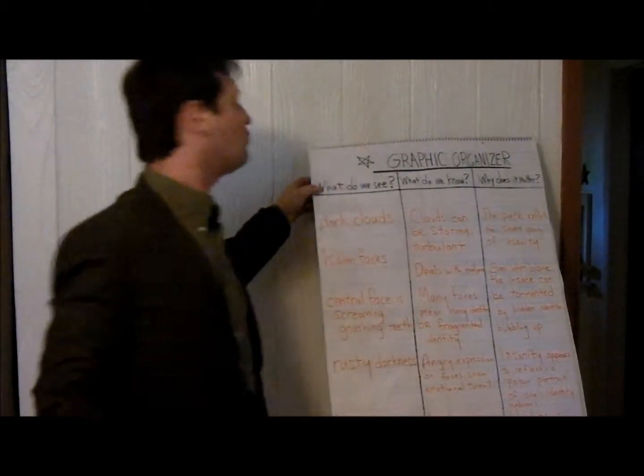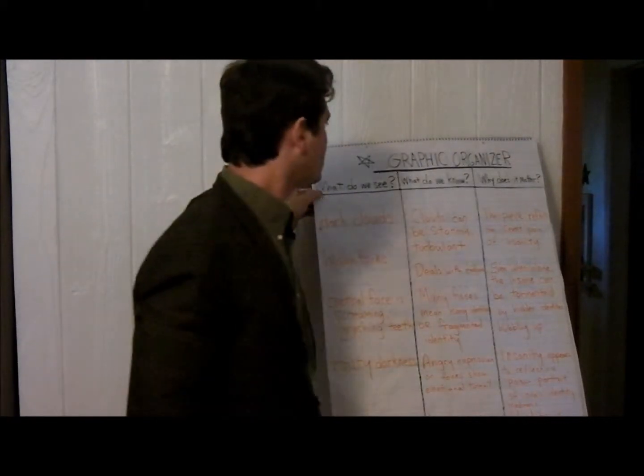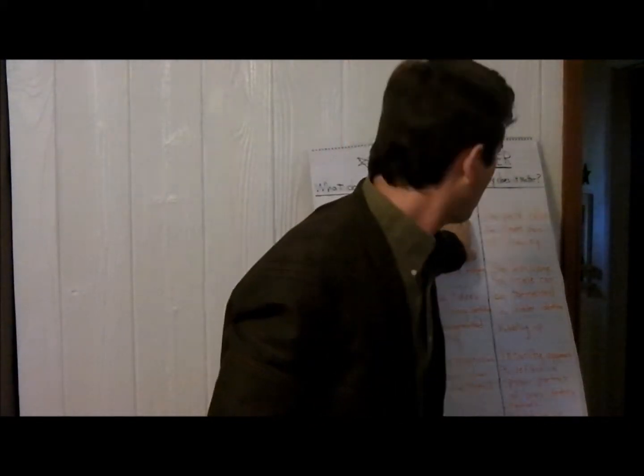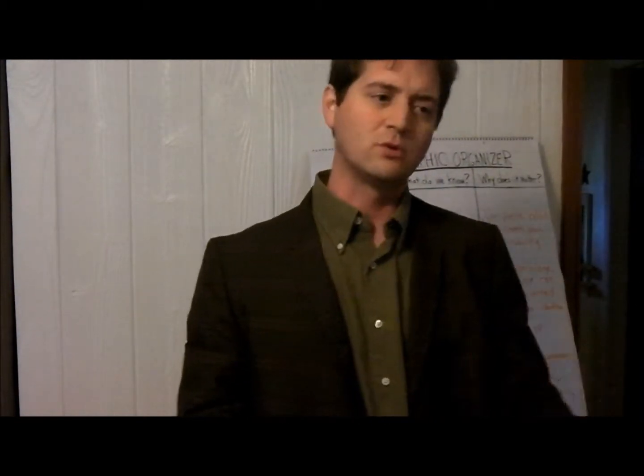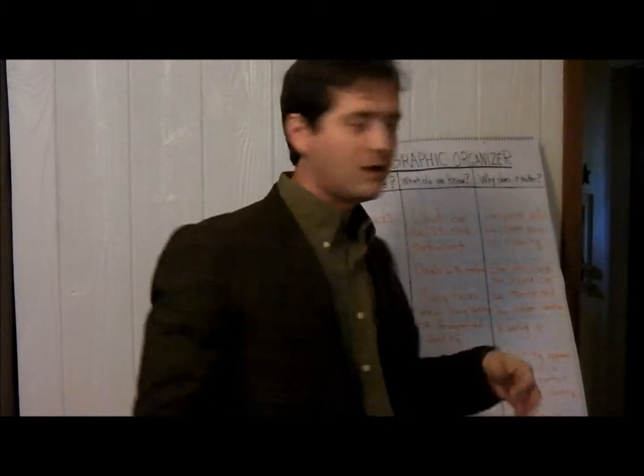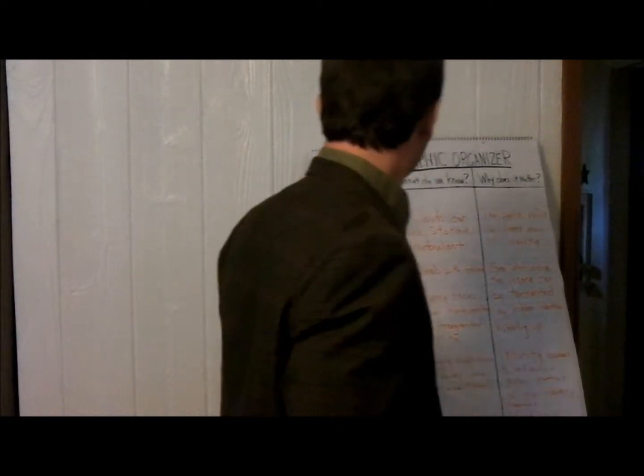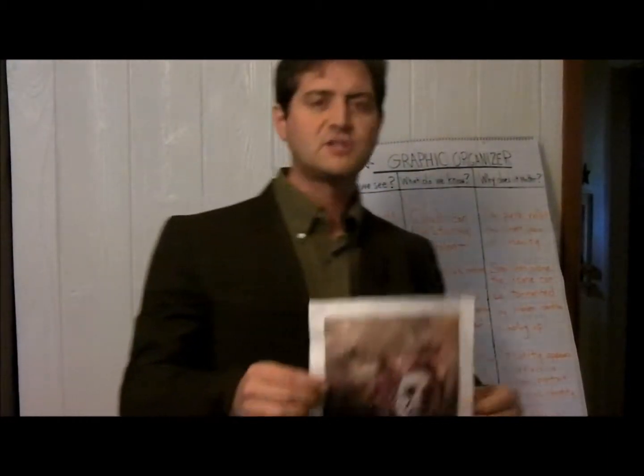The first one would be, what do we see? The second column is, what do we know? And the third is, why does it matter? So we're going from the literal, and then we're moving towards more and more interpretive and figurative kind of meaning behind things. So, when I start off literal, let's just look at this picture.